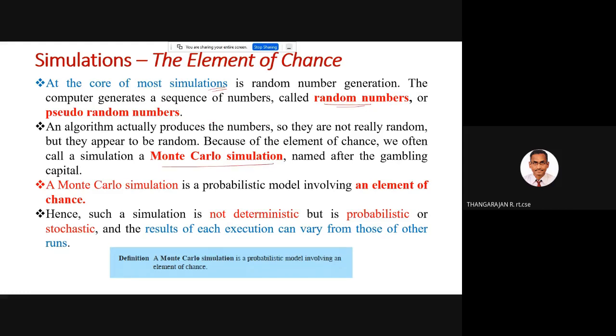And another thing is, the random number you can never generate, because a random number happens only in our real life. You cannot have a computer program generate a random number. That's not possible. You can never write a computer program to generate a pure random number.